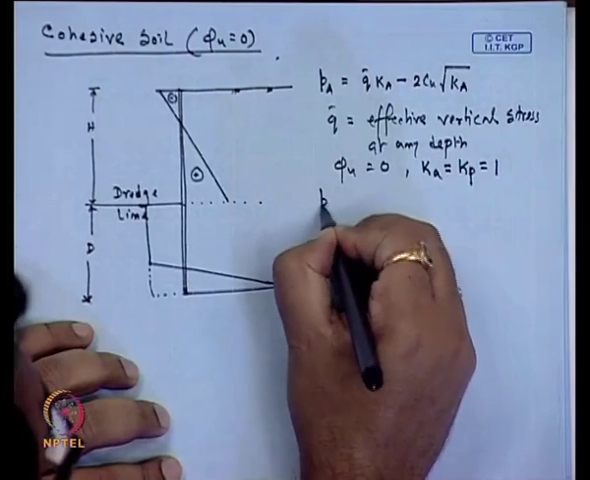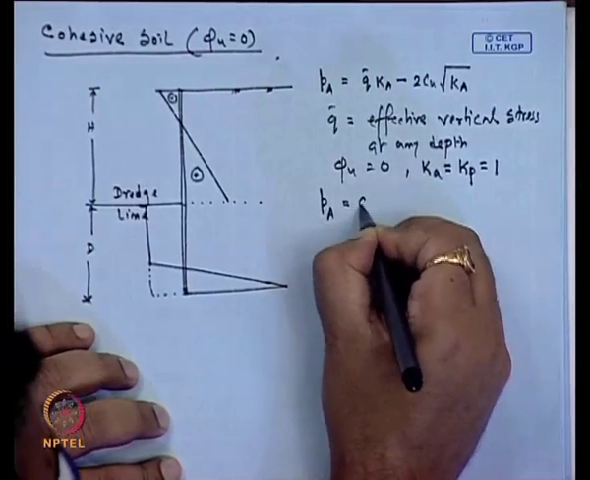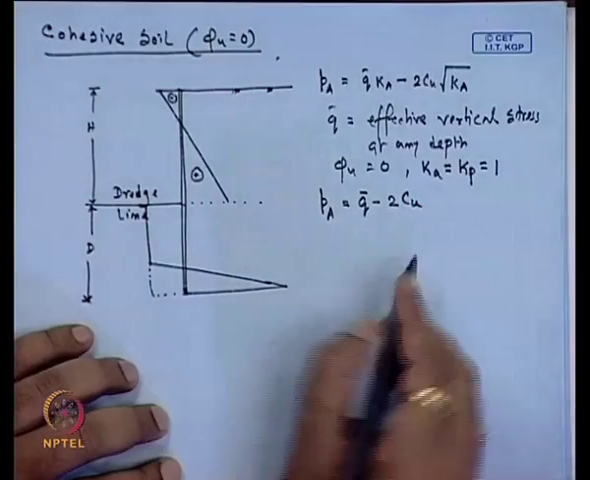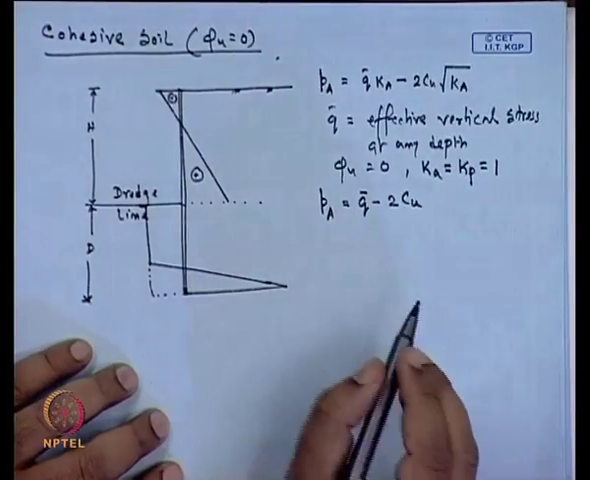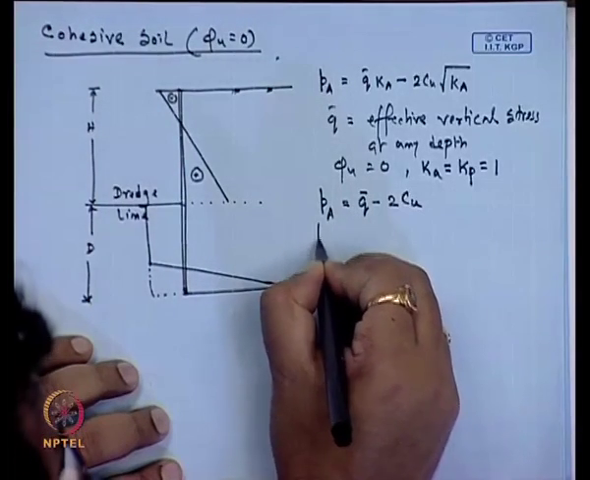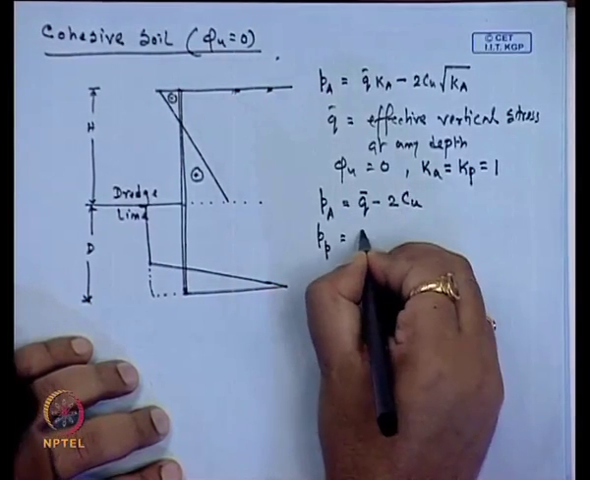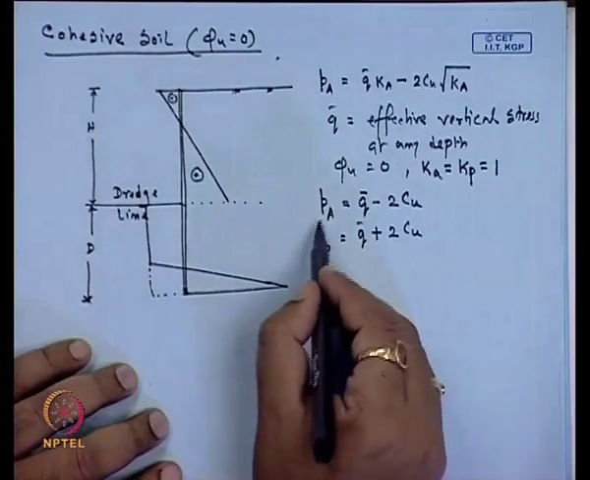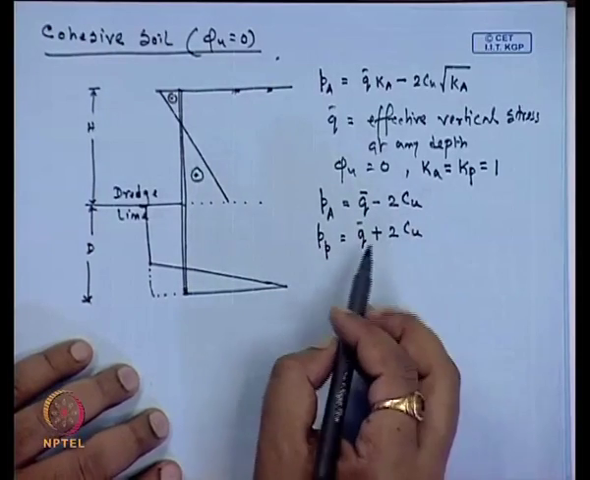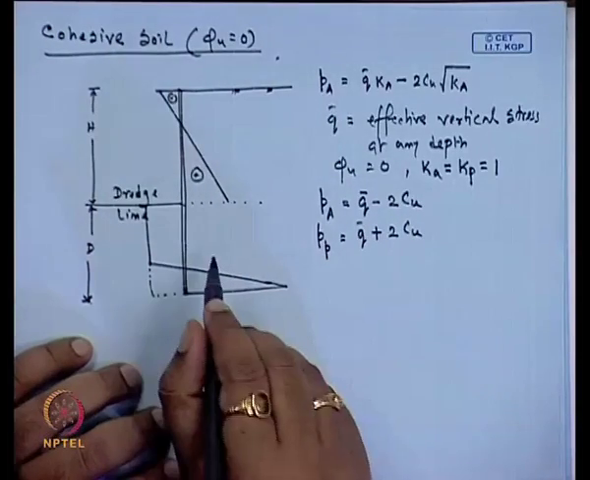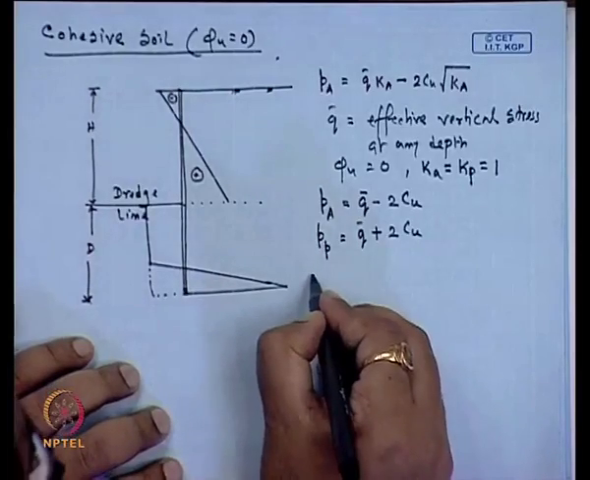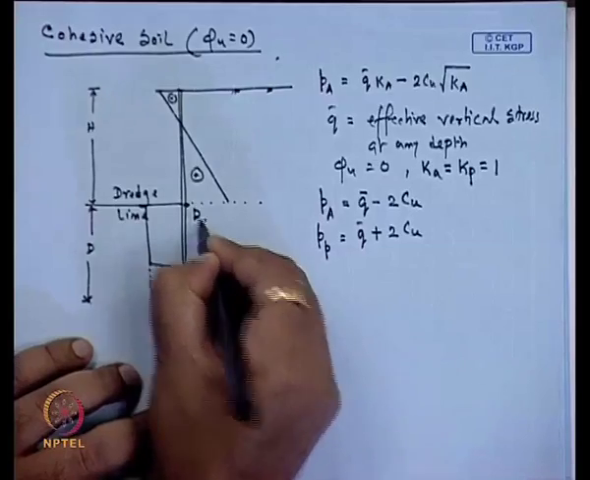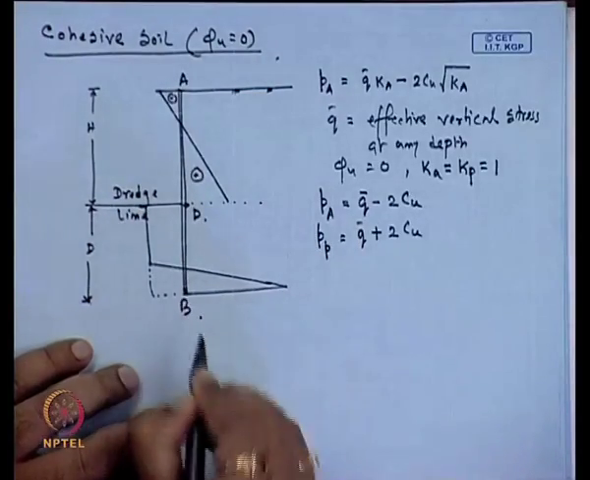Now, you can write that P_A is equal to Q bar minus 2 C_u, where C_u is the cohesion of the soil, and P_P will be simply Q bar plus 2 C_u. So, P_A will be Q bar minus 2 C_u, P_P will be Q bar plus 2 C_u. So, now at point D, this is A, D and this is B.